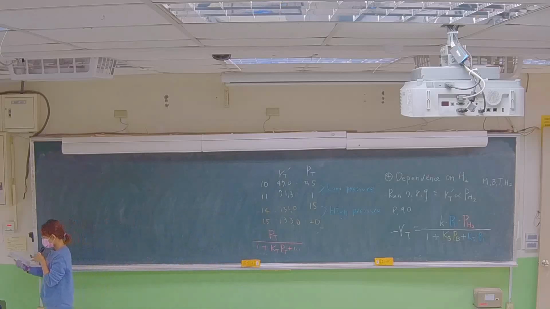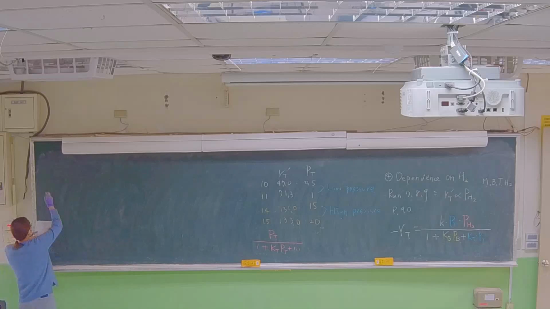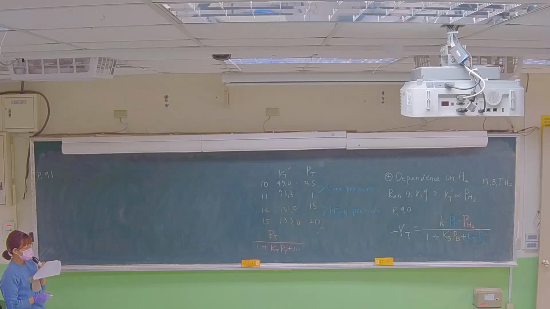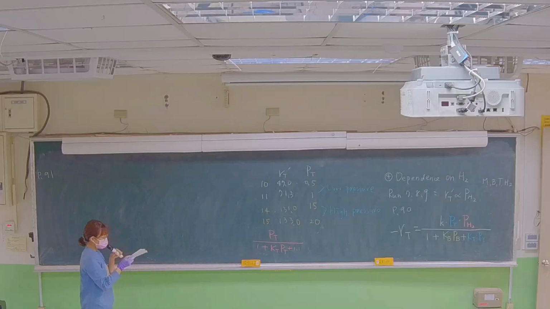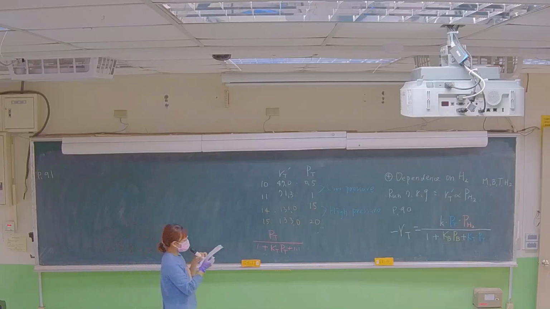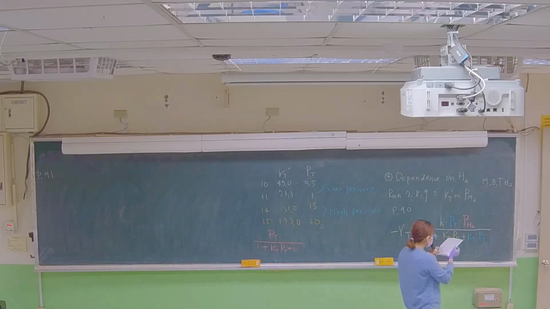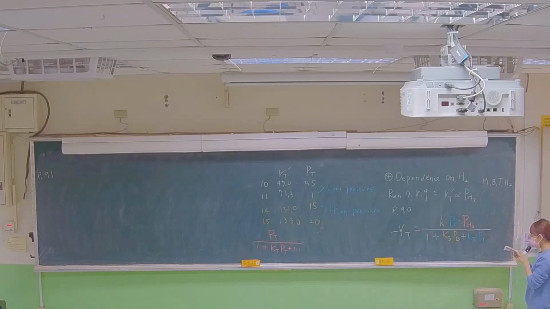Okay, so slide 91. The second part, you have to show me the mechanism based on this rate law. So here, there are 3 assumptions. You can see the first one, toluene, I have shown you, right? Okay, first one, toluene.